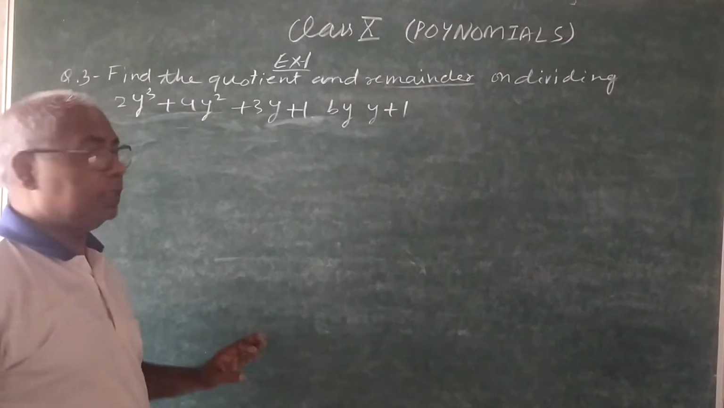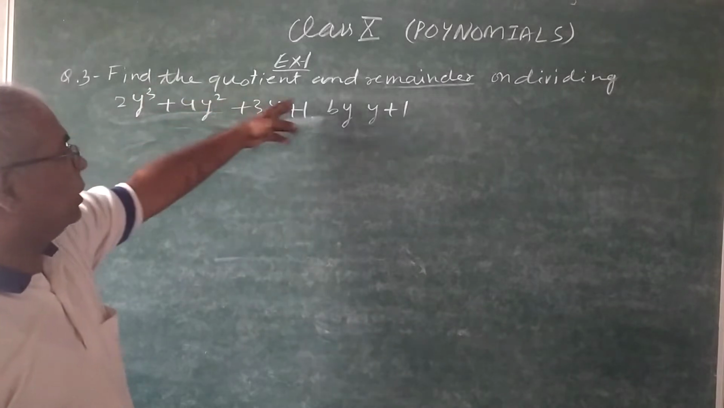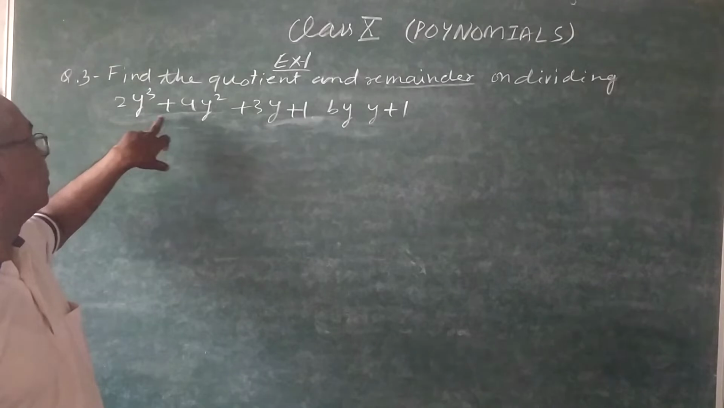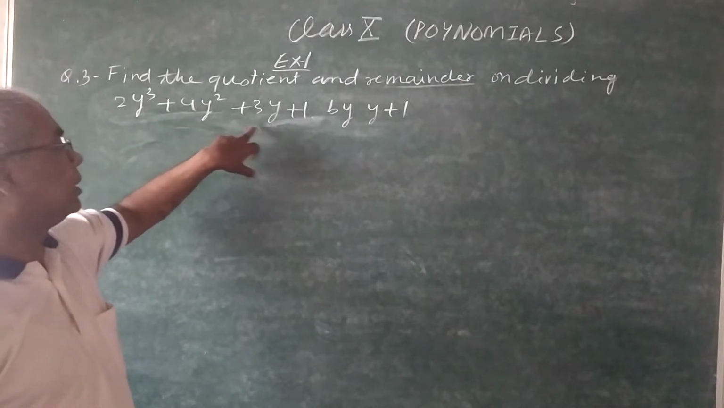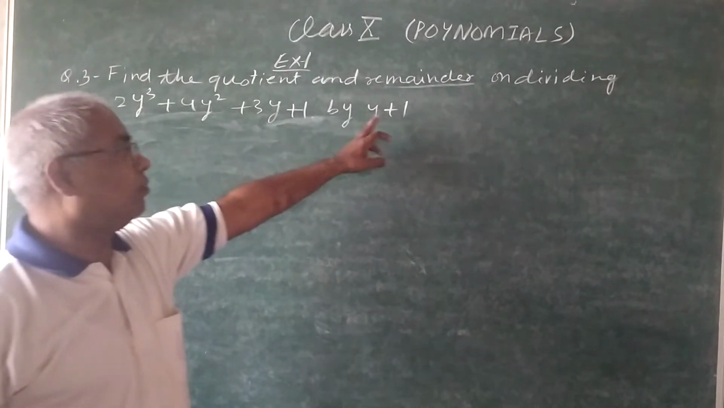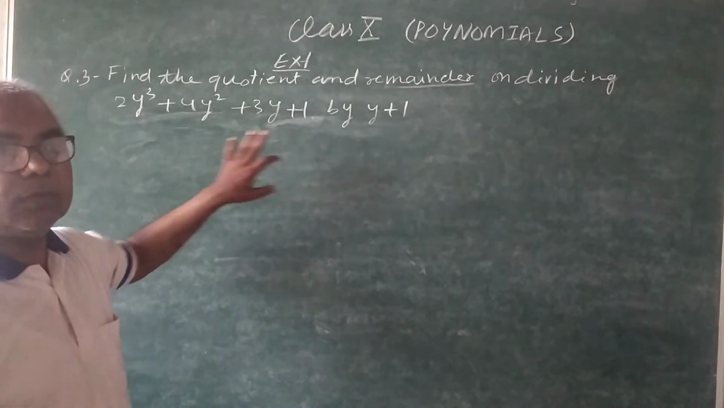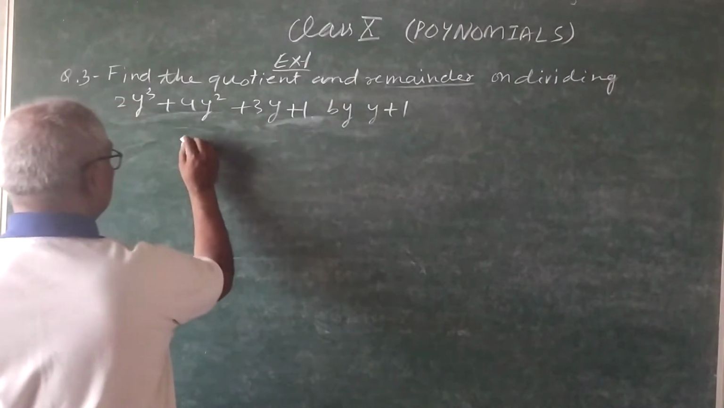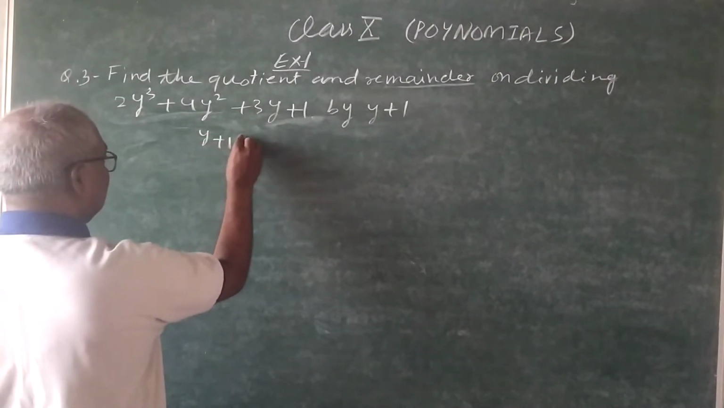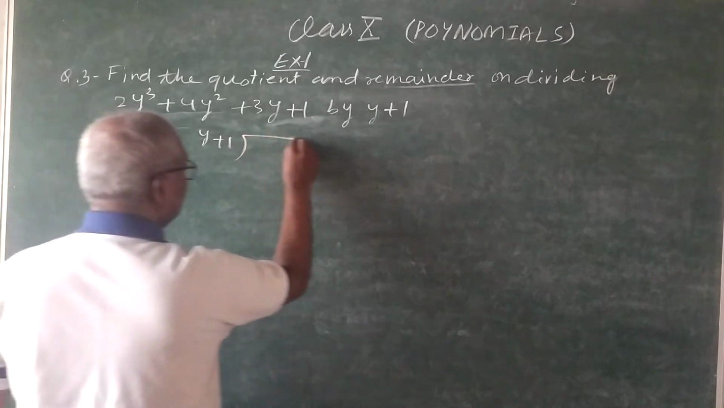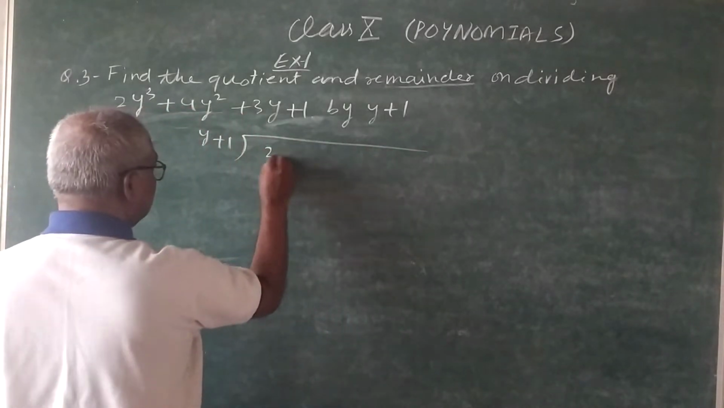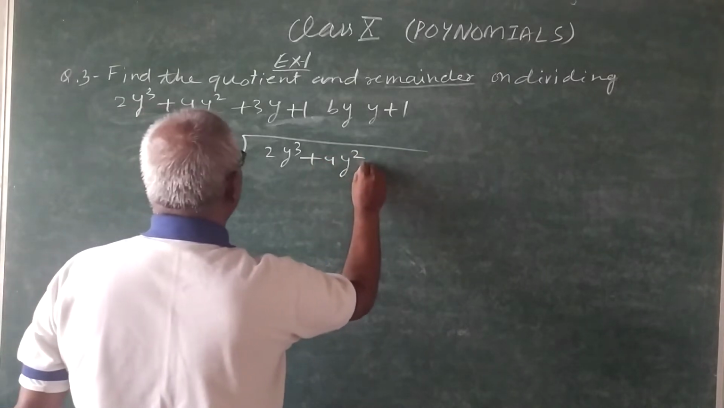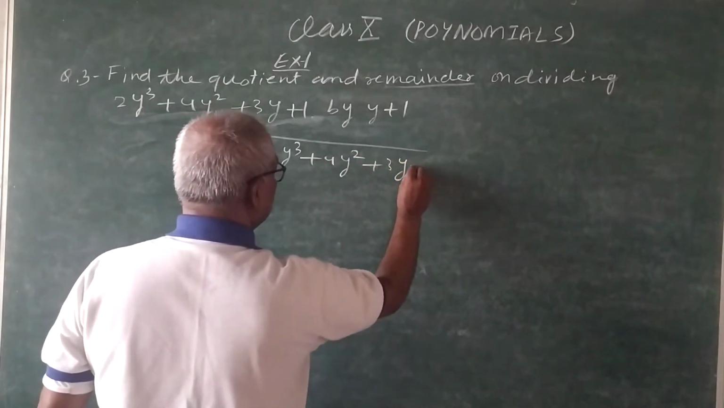Now come to the third question: find the quotient and remainder on dividing 2y cube plus 4y square plus 3y plus 1 by y plus 1. It's a variable in y. So how can we divide this? First of all, y plus 1. Now we write here 2y cube plus 4y square plus 3y plus 1.